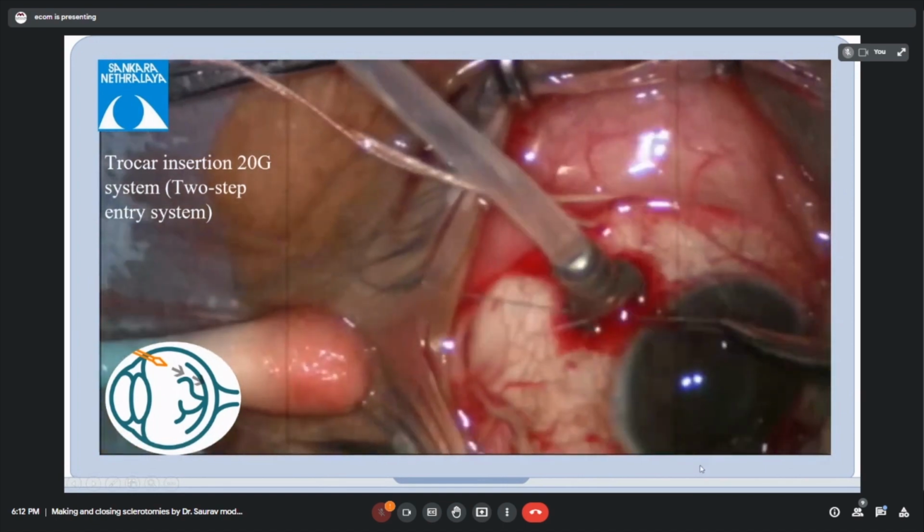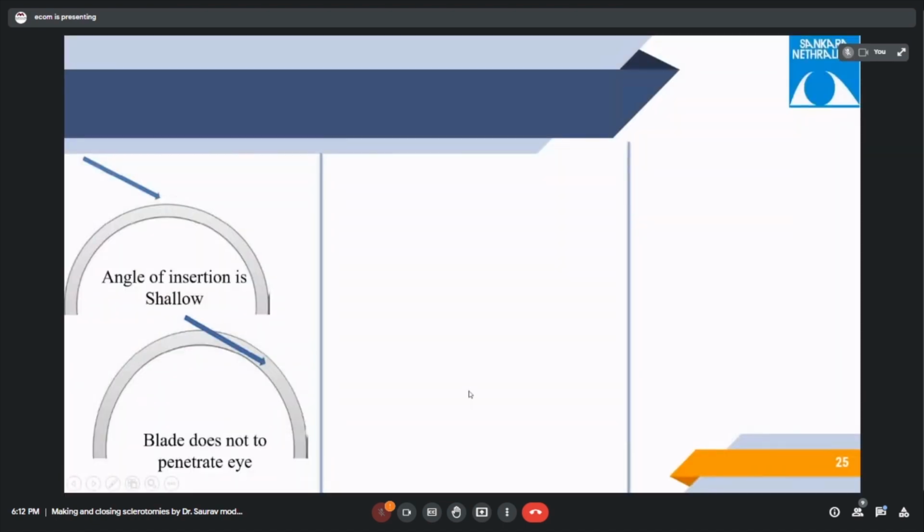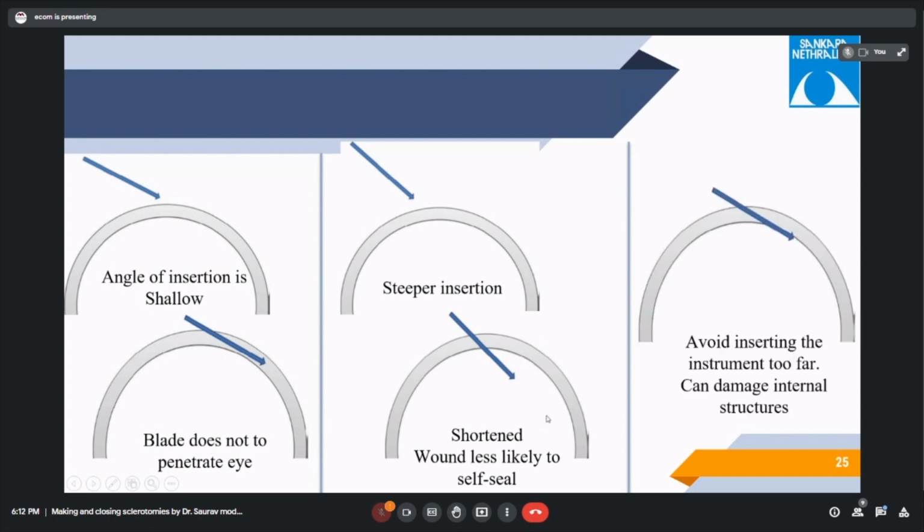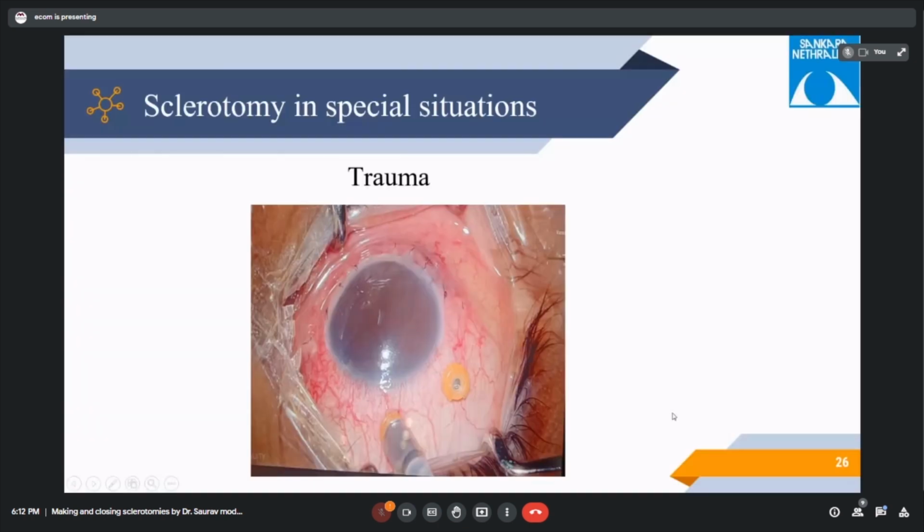Nowadays, the 20 gauge system is used in post-trauma cases, intraocular foreign body cases, or in retained lens fragments while using phacofragmentome. So there are some special situations that can arise while insertion of the trocar. The angle of insertion can be shallow. What this does is the blade does not penetrate into the eye; it remains intrascleral throughout. If the angle of insertion is steeper, the wound size is less, resulting in an unstable wound. Also avoid inserting the instrument too far, as it can damage the internal structures.